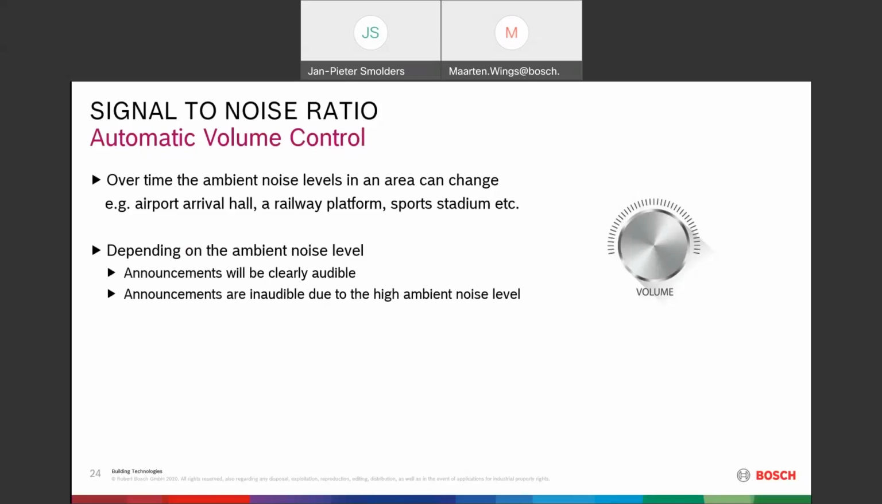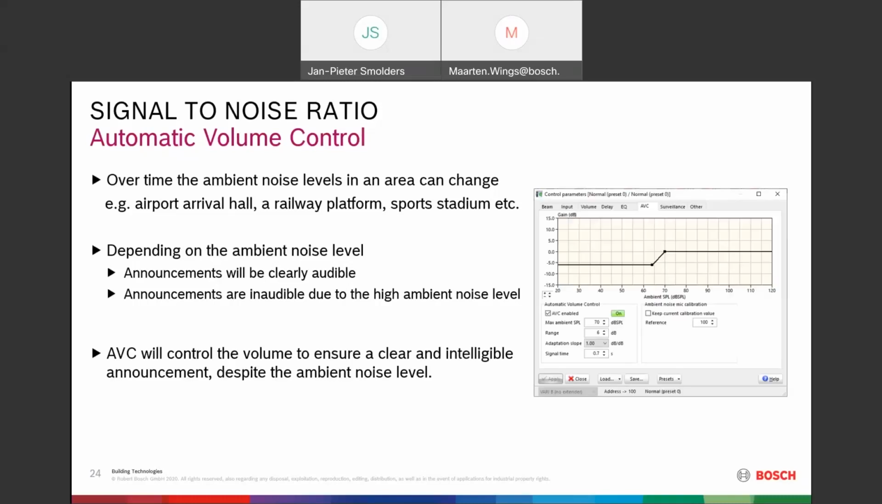So that means if the noise level is constant, then the announcements will be clearly audible when you have this 10 dB signal to noise ratio. But if then a train comes in, then this sound or this message can be inaudible due to the noise level that is increased.